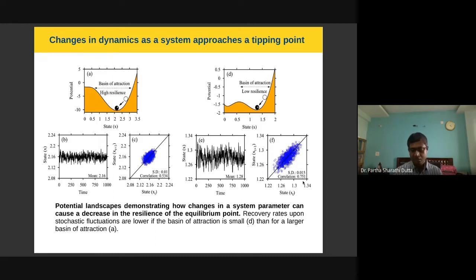As all of us know, when a system crosses the bifurcation point, it has to cross the eigenvalue lambda equals 0, and that happens at the rate e to the power lambda t. So if lambda is very close to 0, and you are in the vicinity of a tipping point, the system will take a much larger amount of time to come back to its original state. So what I'm trying to say is that there will be a phenomenon called critical slowing down, and the recovery time will actually increase when you perturb a system in the vicinity of a tipping point. And that can be captured by this SD and correlation.